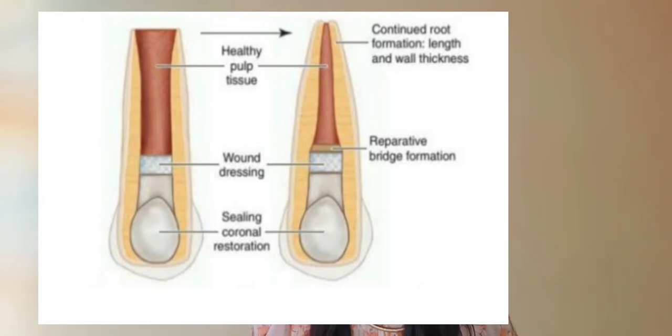Calcium hydroxide is used again, and it is also indicated for this type of treatment. In most patients, a calcified bridge will form across the exposure, and then the pulp will heal and stay vital, and the apex will continue to develop and to mature.